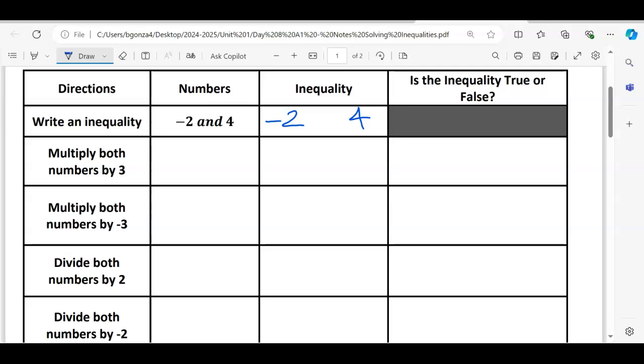Less than, right? How do I write a less than sign? Well, it looks like an L. It points to the left. It opens to the bigger one, right? Pac-Man mouth, whatever. So -2 is less than 4. That should be easy. That's not even high school level. That's obvious. Here's where we got to know how to use algebra.